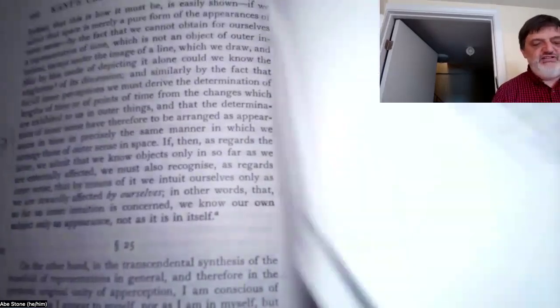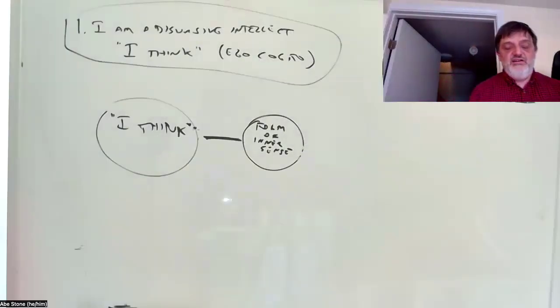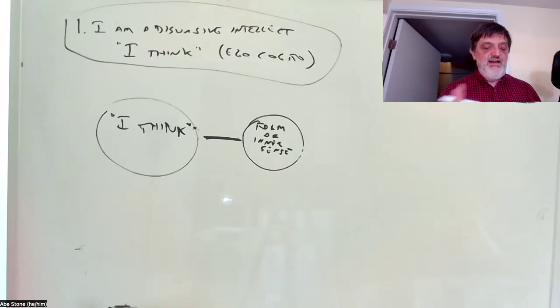So that's the answer, that's Kant's answer to what Descartes is missing. Descartes is missing that what the "I think" shows to exist, you can't tell just from the "I think." You can't tell just from the cogito argument what you've shown exists. You have to bring in the form of inner sense.